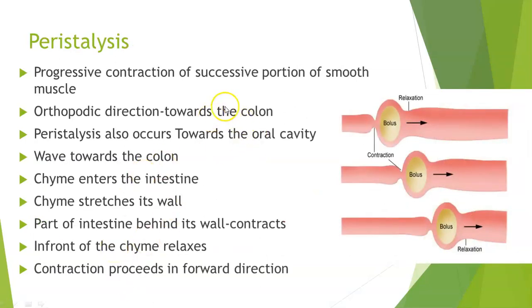Peristalsis is the progressive contraction of successive portions of the muscle. When the chyme or bolus enters the intestine, the part of the intestine behind the bolus gets contracted, and the part of the intestine in front of the bolus gets relaxed. So this helps in the forward movement of the bolus. So this is peristalsis, and this is the law of the intestine.